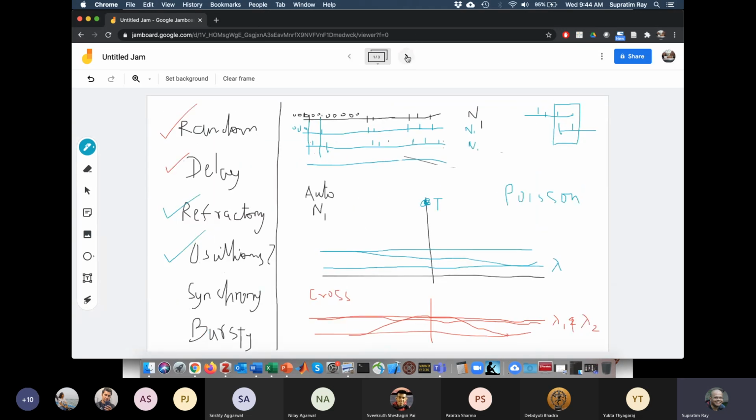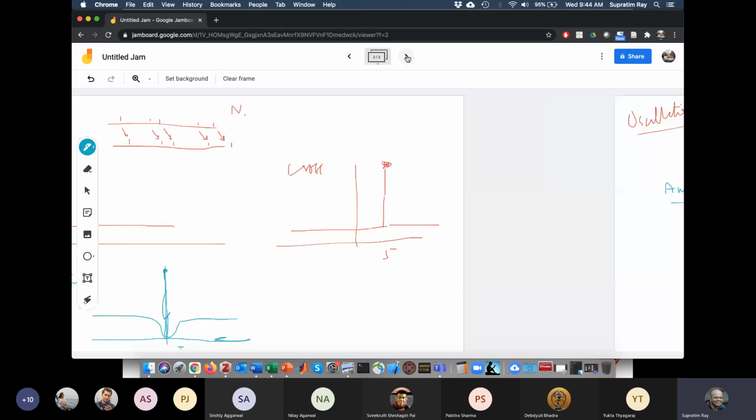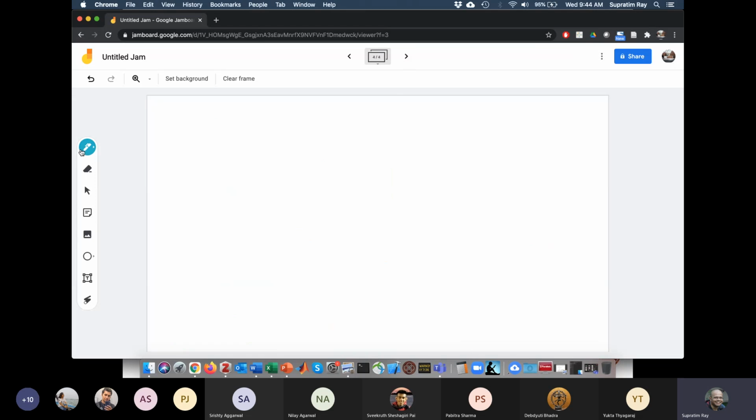Last one, if they are bursty, what does that mean? Bursty means that spikes tend to occur in bunches like this: a bunch of spikes, and then it's silent. Then again a bunch of spikes, then it's silent. Again a bunch of spikes. Whenever spikes occur, they occur in bunches. There are neurons that do this kind of behavior.